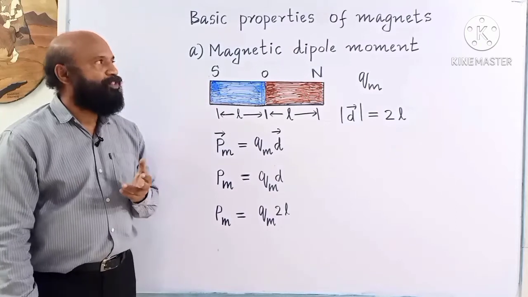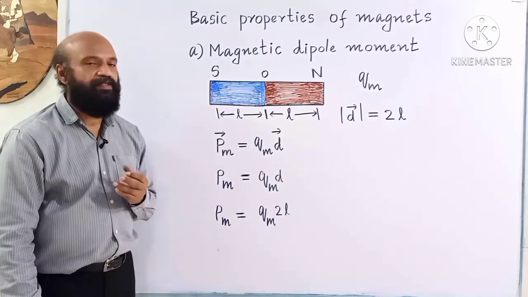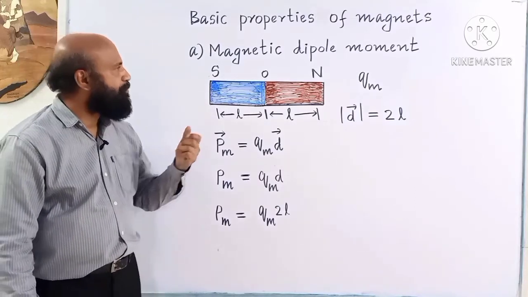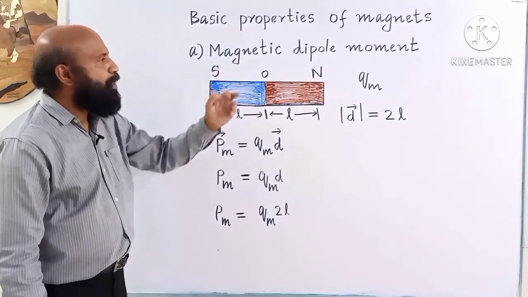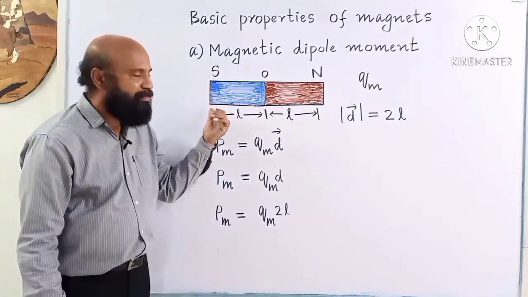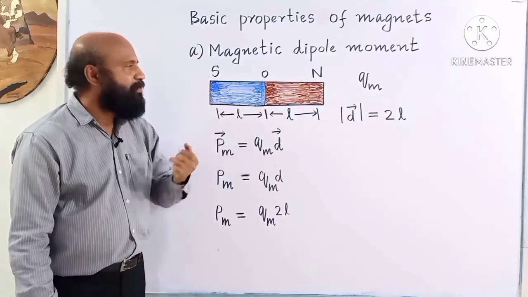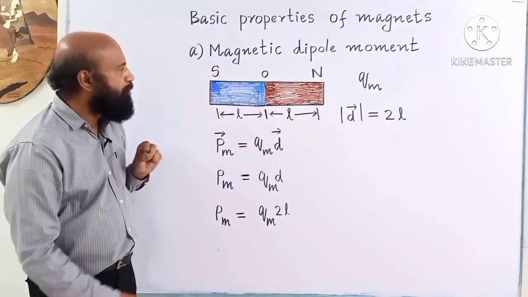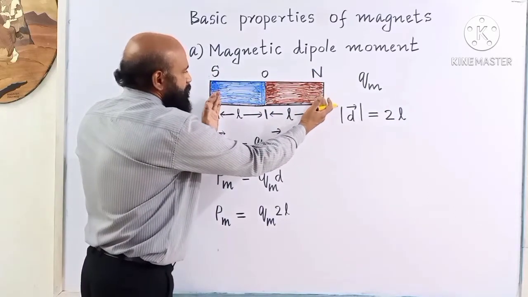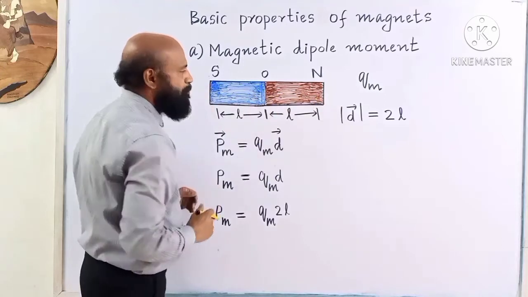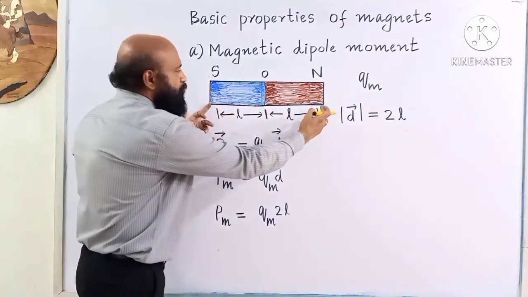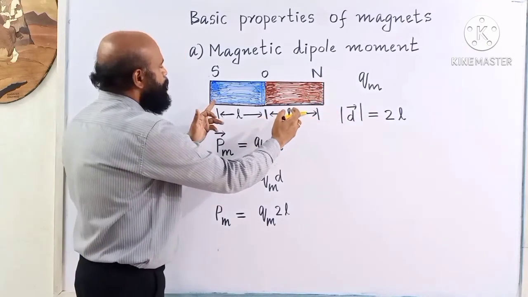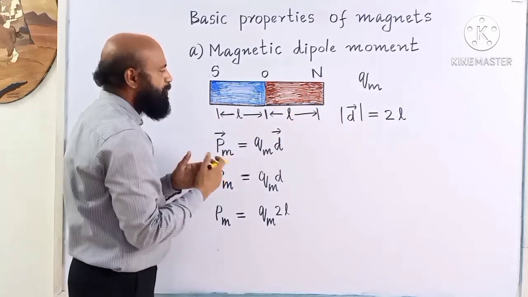Some basic properties of magnets and certain terminologies used in describing a magnet. Magnetic dipole moment. This is a bar magnet. In a bar magnet, there will be a north pole and a south pole. The poles extend a little inward from the ends. This is the geometrical length. The distance between the poles is called the magnetic length.